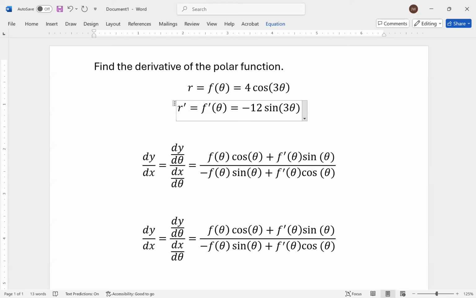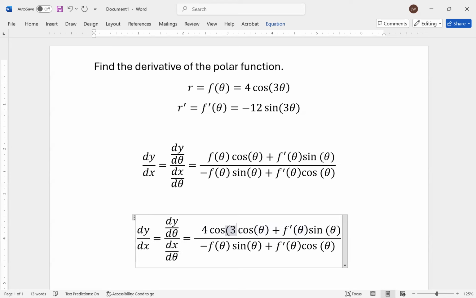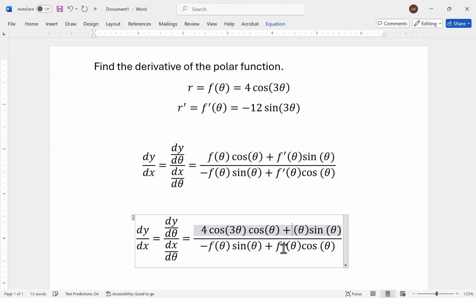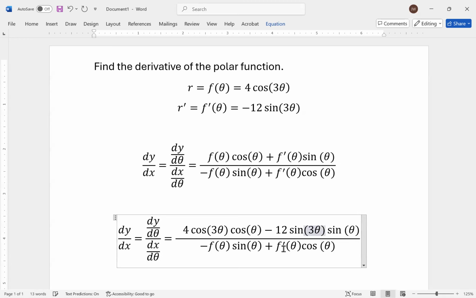So that's my r and my r prime. And I just replace the f of theta. Everywhere I see an f of theta, I'll replace that with 4 cosine of 3 theta. And everywhere I see an f prime, I'll replace that with minus 12 times sine of 3 theta. I'll do that in both the numerator and the denominator.